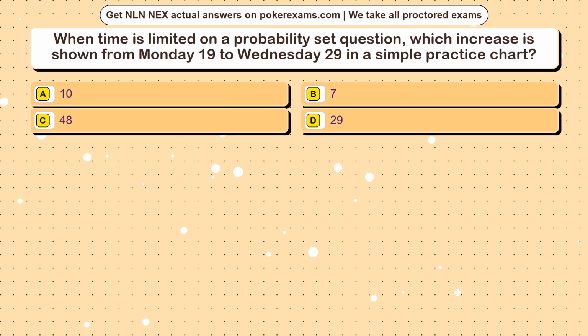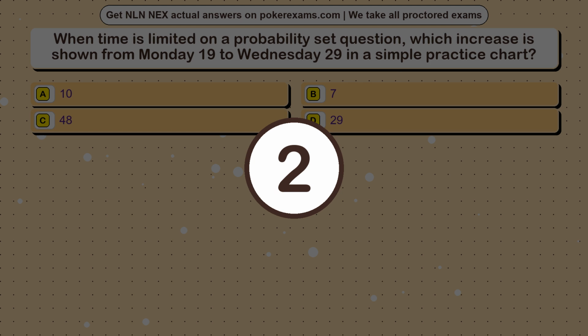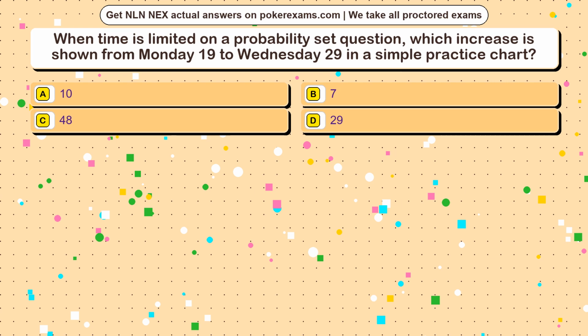Question 5. When time is limited on a probability set question, which increase is shown from Monday 19 to Wednesday 29 in a simple practice chart? Option A, 10. Option B, 7. Option C, 48. Option D, 29. The correct answer is option.